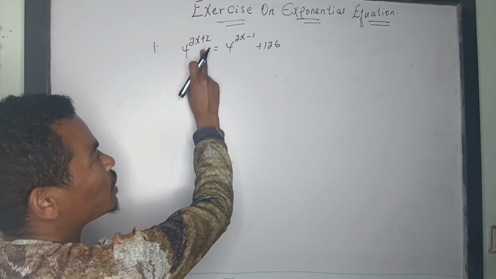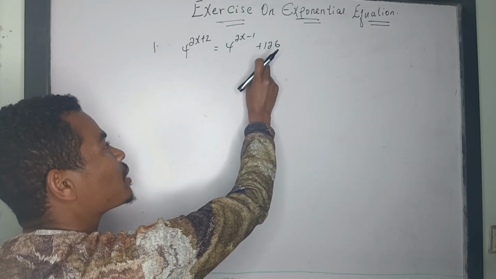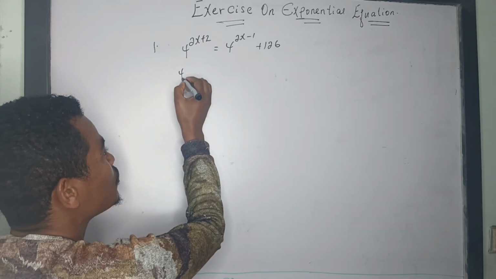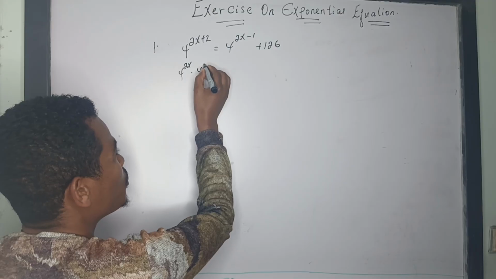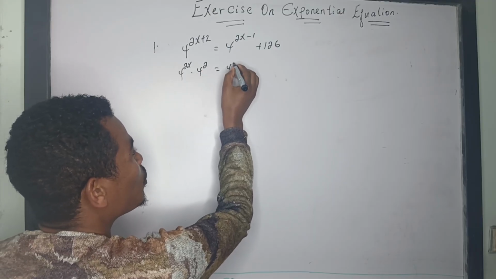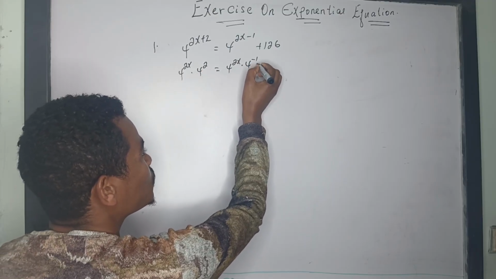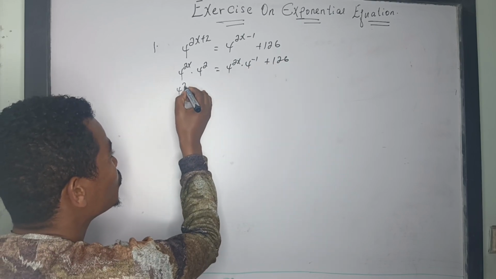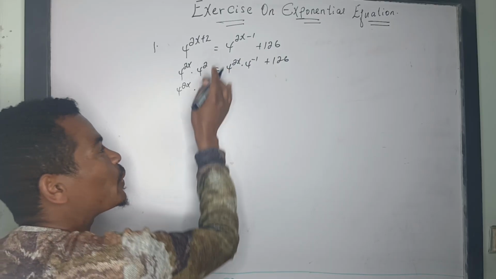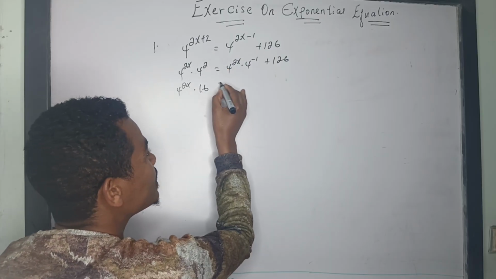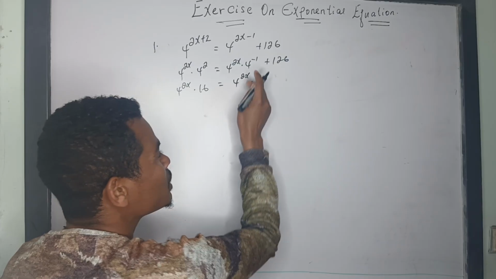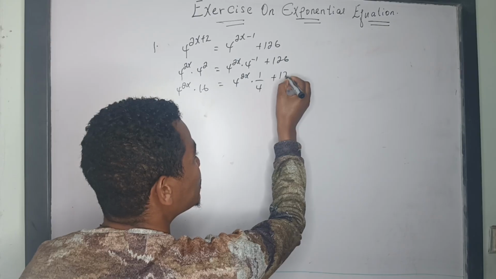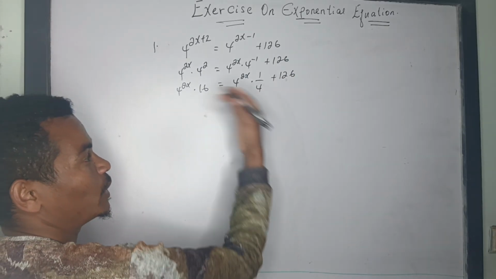So 4 to the power of 2x plus 2 is equal to 4 to the power of 2x minus 1 plus 126. 4 to the power of 2x plus 2 is the same as 4 to the power of 2x times 4 squared, which is 16. And 4 to the power of 2x minus 1 is 4 to the power of 2x times 4 to the power of minus 1, which is 1 over 4, plus 126.